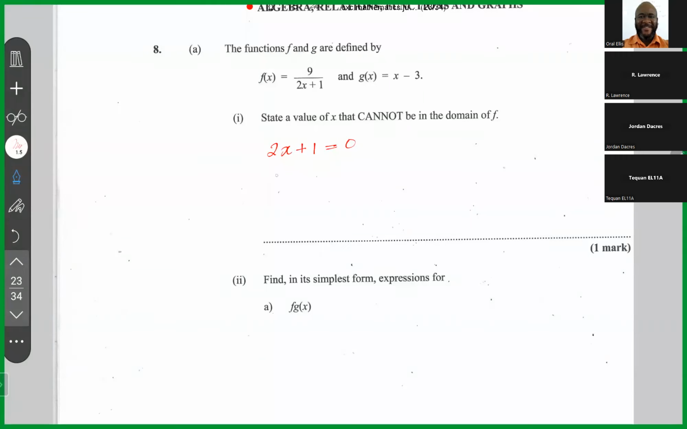So 2x would be equal to minus 1. Divide both sides by 2. And we get x is equal to minus a half, is the value of x that cannot be in the domain of f.